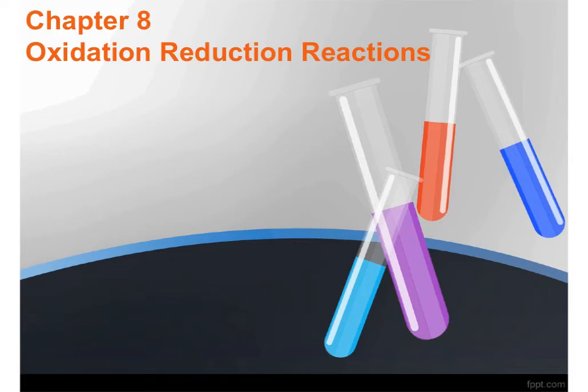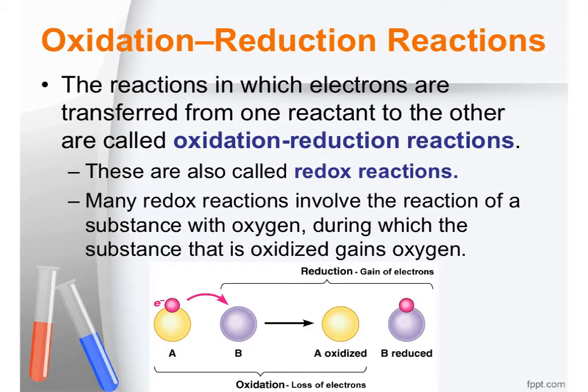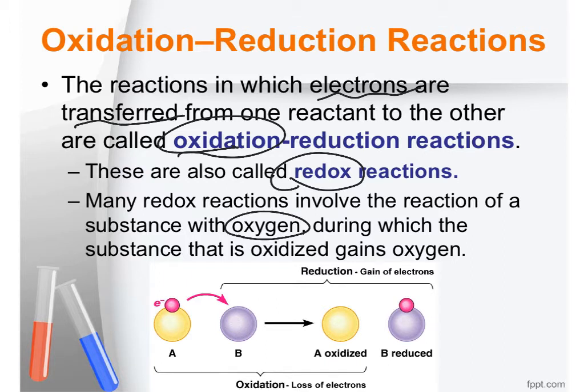This is the last of Chapter 8, Chemical Reactions in Aqueous Solution, and this lecture is about oxidation reduction reactions. An oxidation reduction reaction is a reaction in which electrons are transferred from one substance to another. For short, you'll hear them called redox reactions. They got their name, oxidation reduction, because many of them involve reaction with oxygen, not all of them.